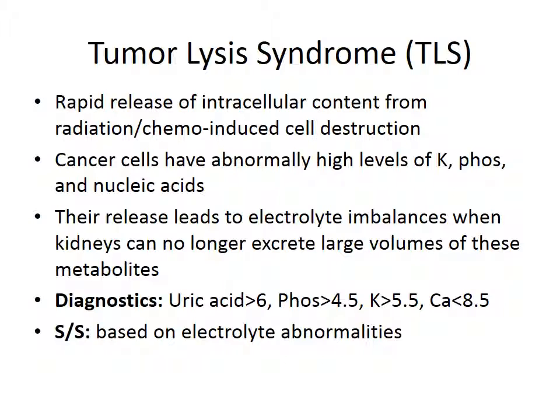Tumor lysis syndrome. Tumor lysis syndrome is the rapid release of intracellular content from radiation or chemo-induced cell destruction. Cancer cells have abnormally high levels of potassium, phosphorus, and nucleic acids due to their enlarged nucleus. The release of these chemicals leads to electrolyte imbalances when kidneys can no longer excrete large volumes of these metabolites. Diagnostics for tumor lysis syndrome include a uric acid greater than 6, a phosphorus greater than 4.5, potassium greater than 5.5, or calcium of less than 8.5. Signs and symptoms of the patient are based on the electrolyte abnormalities, and treatment is aimed at managing specific electrolyte abnormalities.